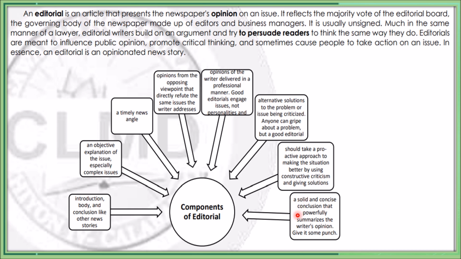Then lastly, a solid and concise conclusion that powerfully summarizes the writer's opinion. Give it some punch. So pag nag-conclude sila, it summarizes the writer's opinion. You get it, kids? So these are the components of an editorial.